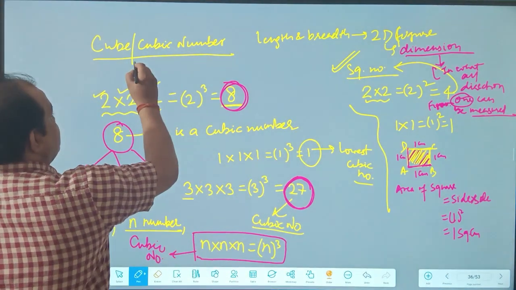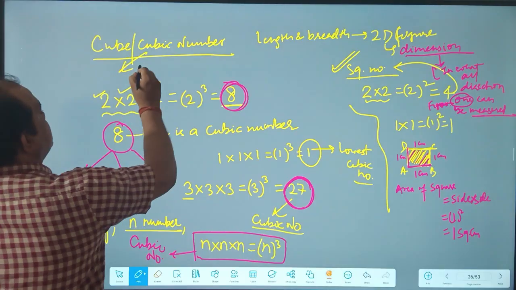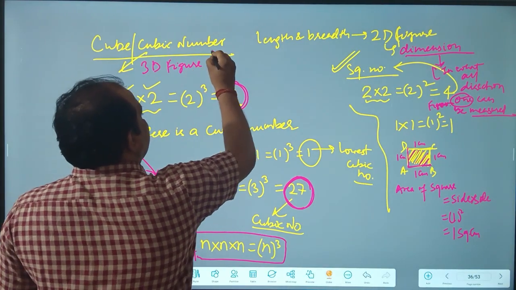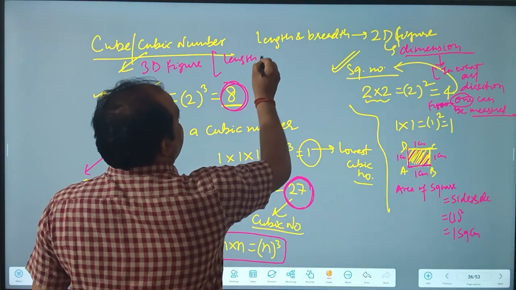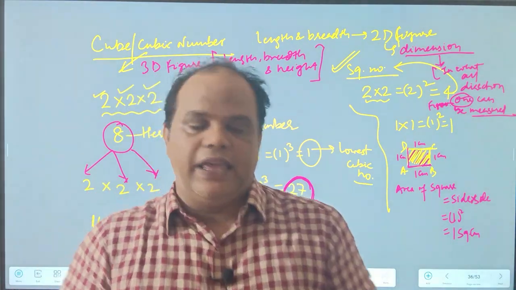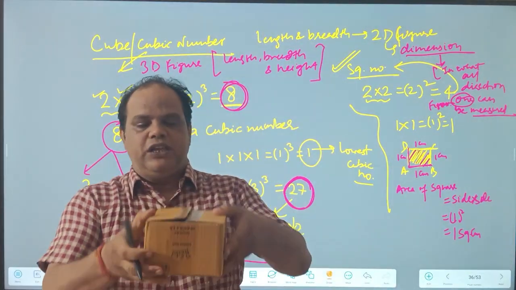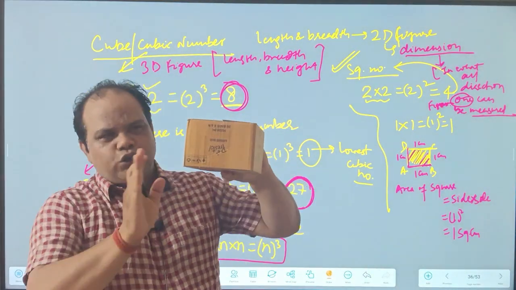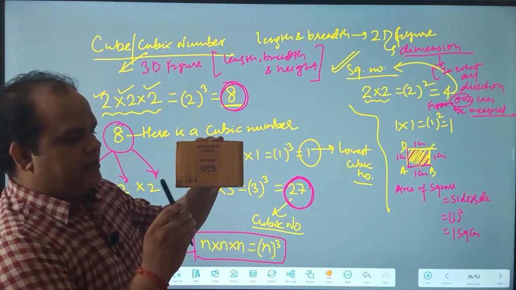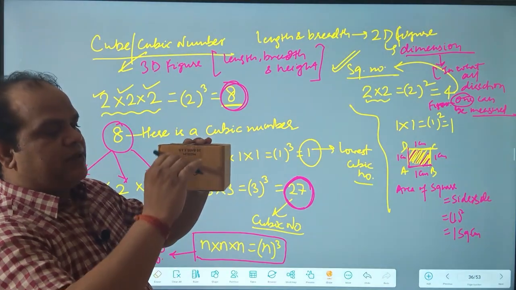While we deal with this cubic figure, this is a 3D figure. 3D figure means it can be measured against length, breadth and height. One example I can show you, if you see this one, close to a cube, this has the same. In this direction you can find length, in this direction you can find breadth, and this can be the height.